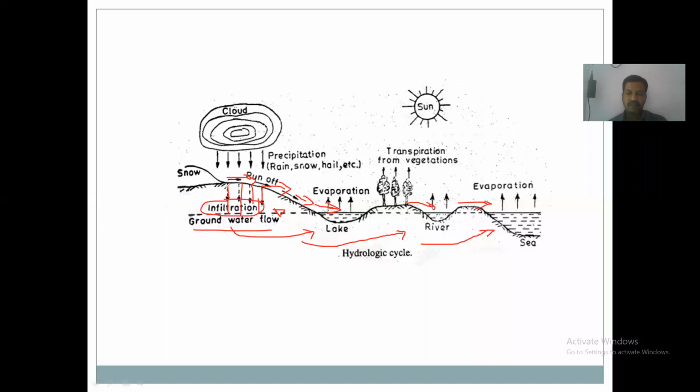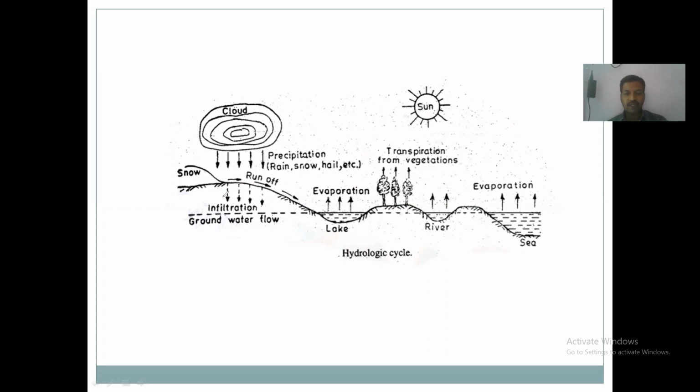Infiltration process. What is infiltration? Did you understand infiltration? Any difficulty in this? Infiltration means the process by which water enters into the soil through the voids of the soil and reaches towards the groundwater table due to force of gravity. So in this way, the infiltration process will occur.